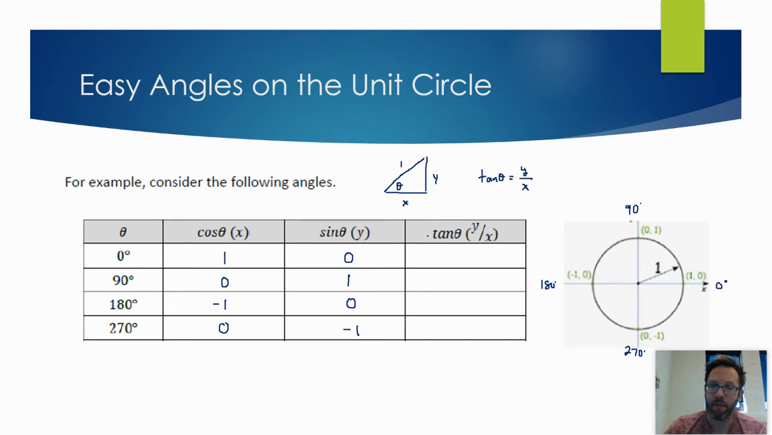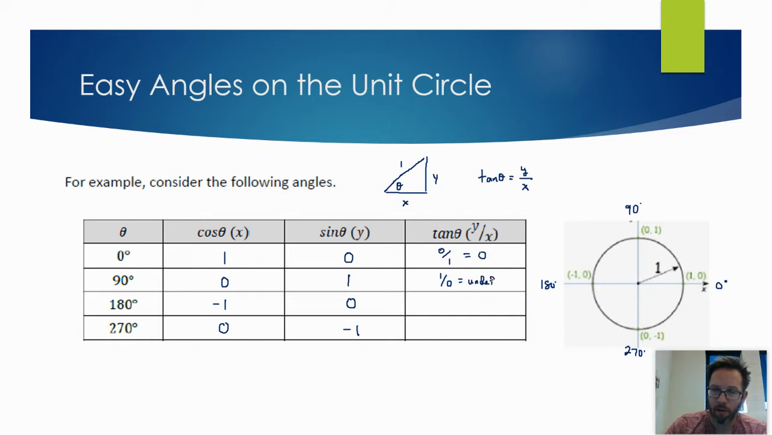So what's the tan of 0? You can try on your calculator, but if you just use the rule, y over x or sine theta over cos theta, you get 0 over 1, which is equal to 0. The tan of 90 is 1 over 0, which is undefined.